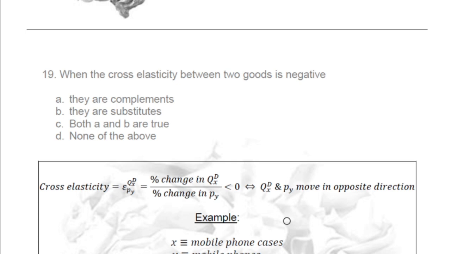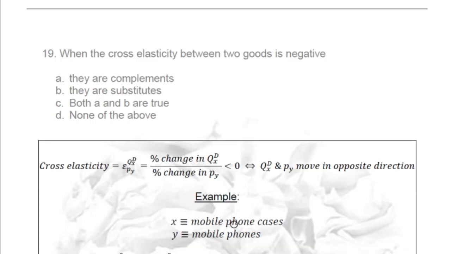Well, when the cross elasticity between two goods is negative, the cross elasticity is the percentage change in the quantity demanded of one good, for example, as the price of the other good increases. If this is negative, it is because they are complements. For example, mobile phone cases and mobile phones. If the price of mobile phones increases, people will demand fewer mobile phones because it's an ordinary good, and then fewer mobile phone cases will be demanded. So at the end, if the price of good Y increases, the quantity demanded of good X decreases. So this happens for complements, yeah?